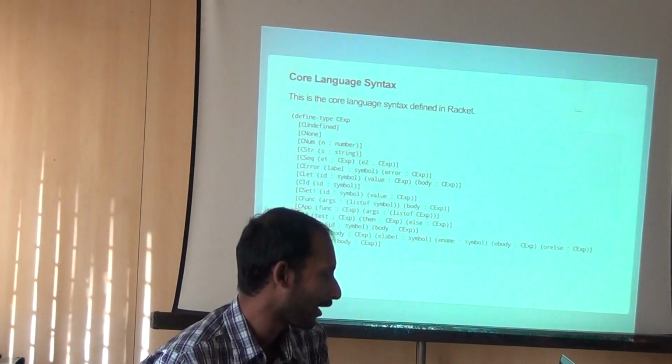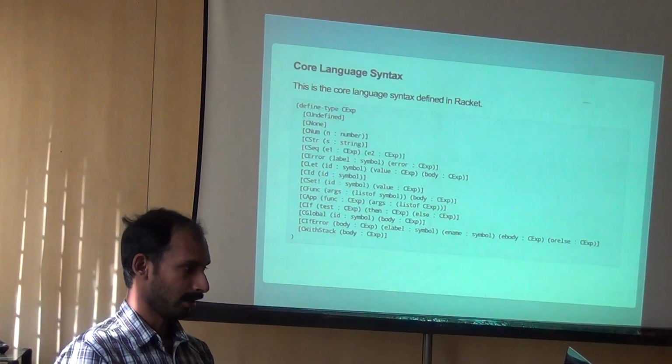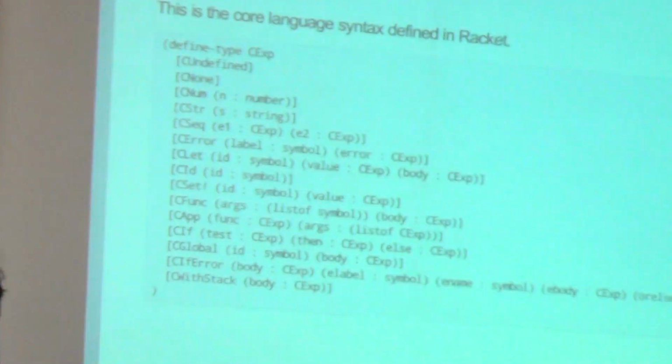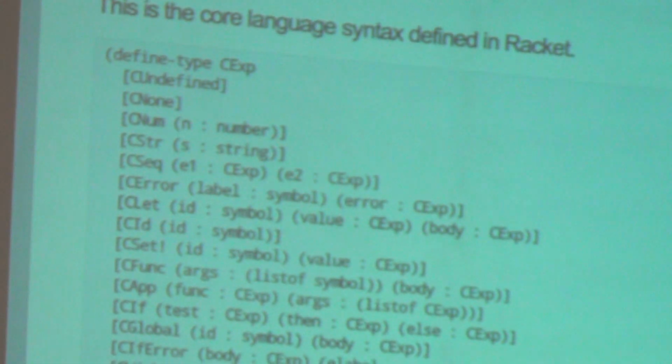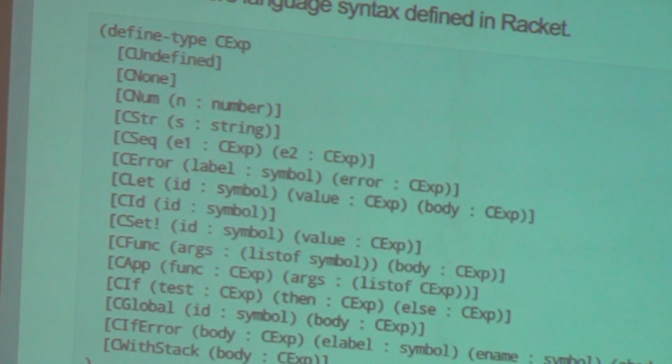So I'm going to show you each of the phases. Parsing, we are not done. I'll show you how the core language is. You see this is the core language written in Racket. Let's not get into the syntax of this. Basically these are, you can say, the keywords in the language.